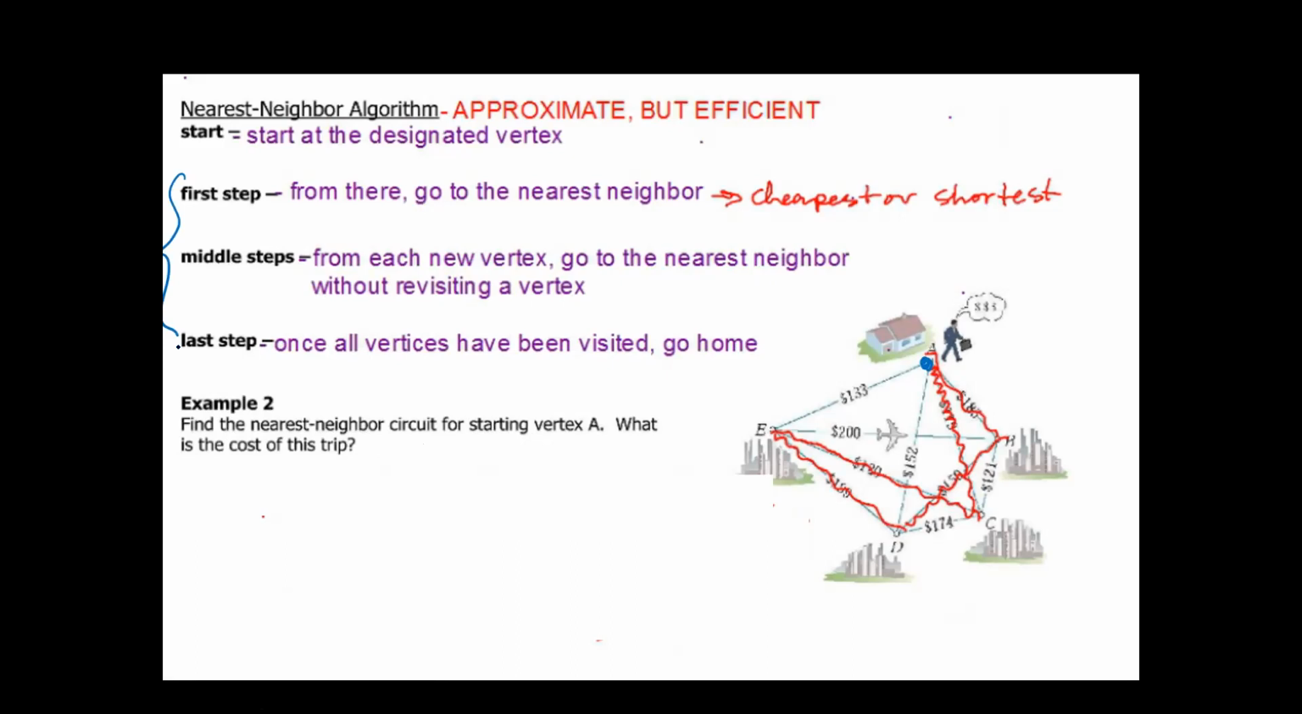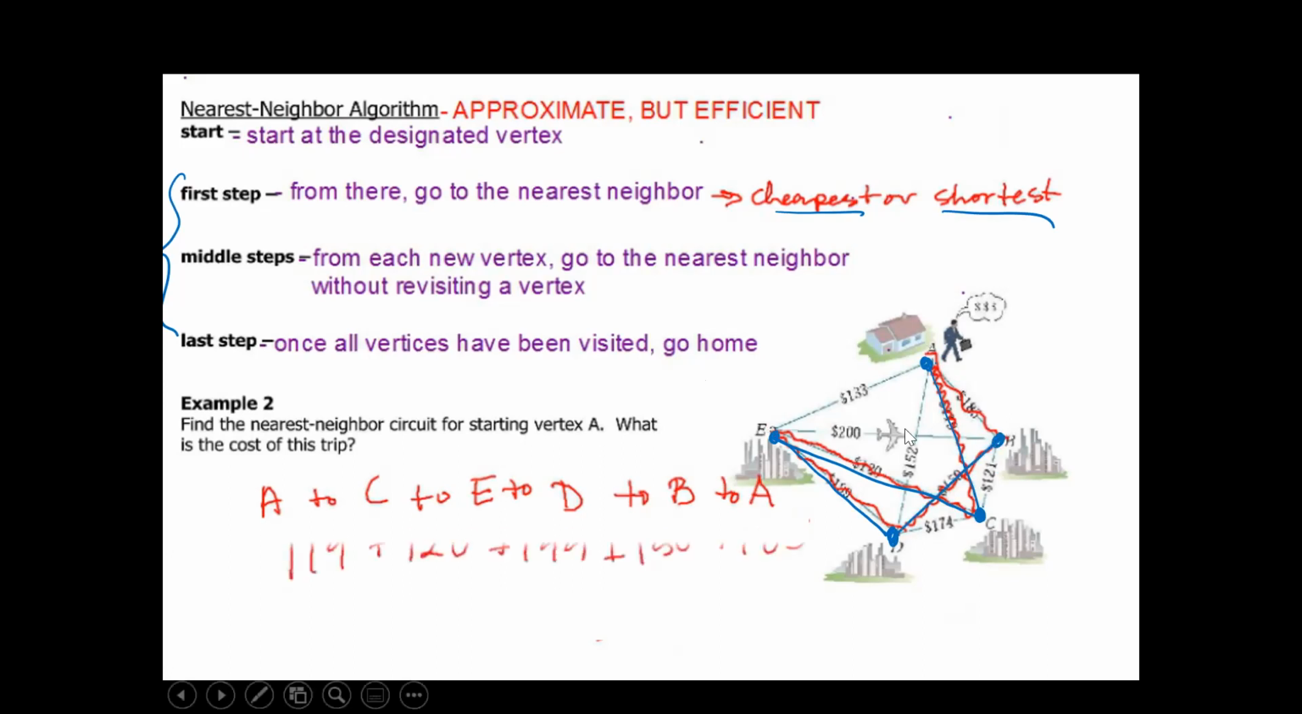So from here, let's go ahead and find the cheapest or the least expensive, cheapest or shortest. So from here, we can go A to C, which is from here to here, to E, to D, and then to B, from D to B, and then from B back to A.